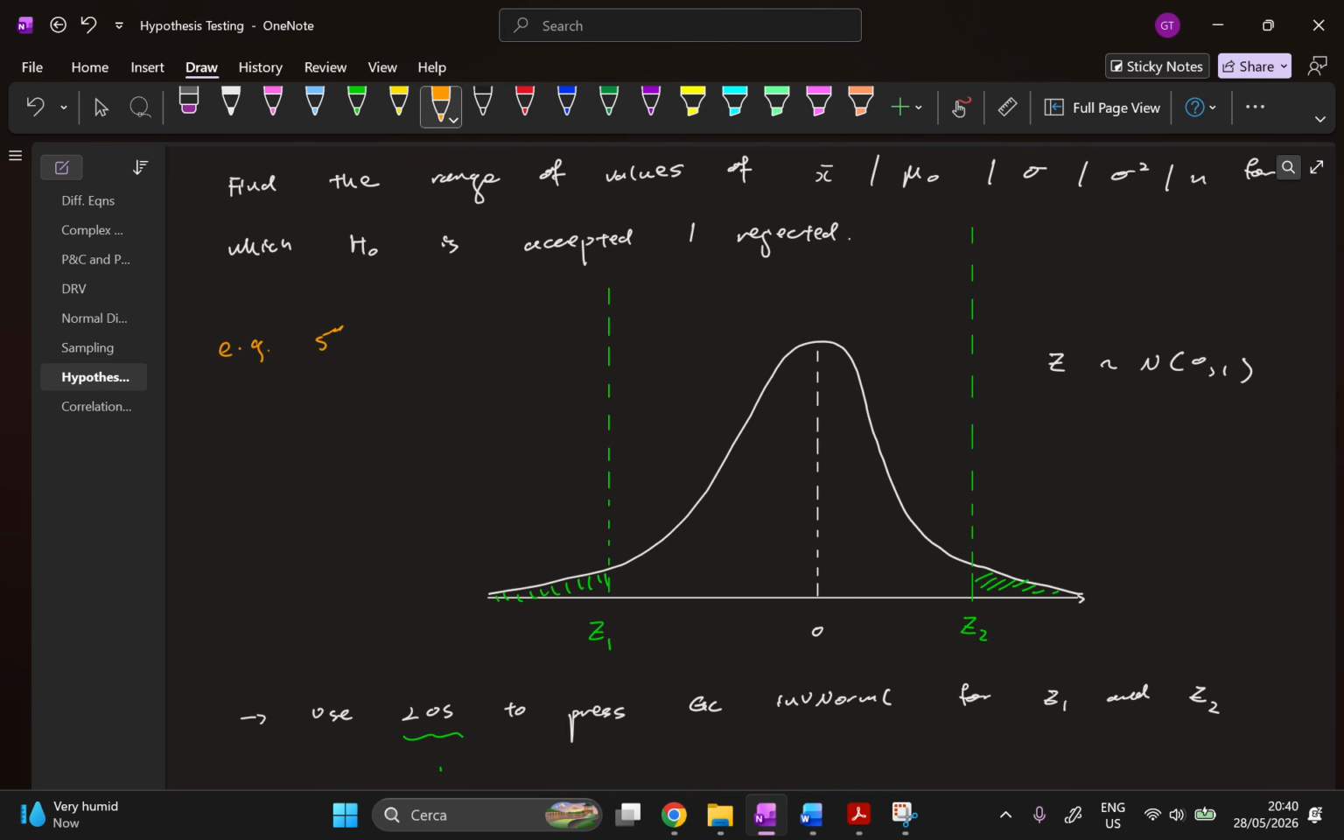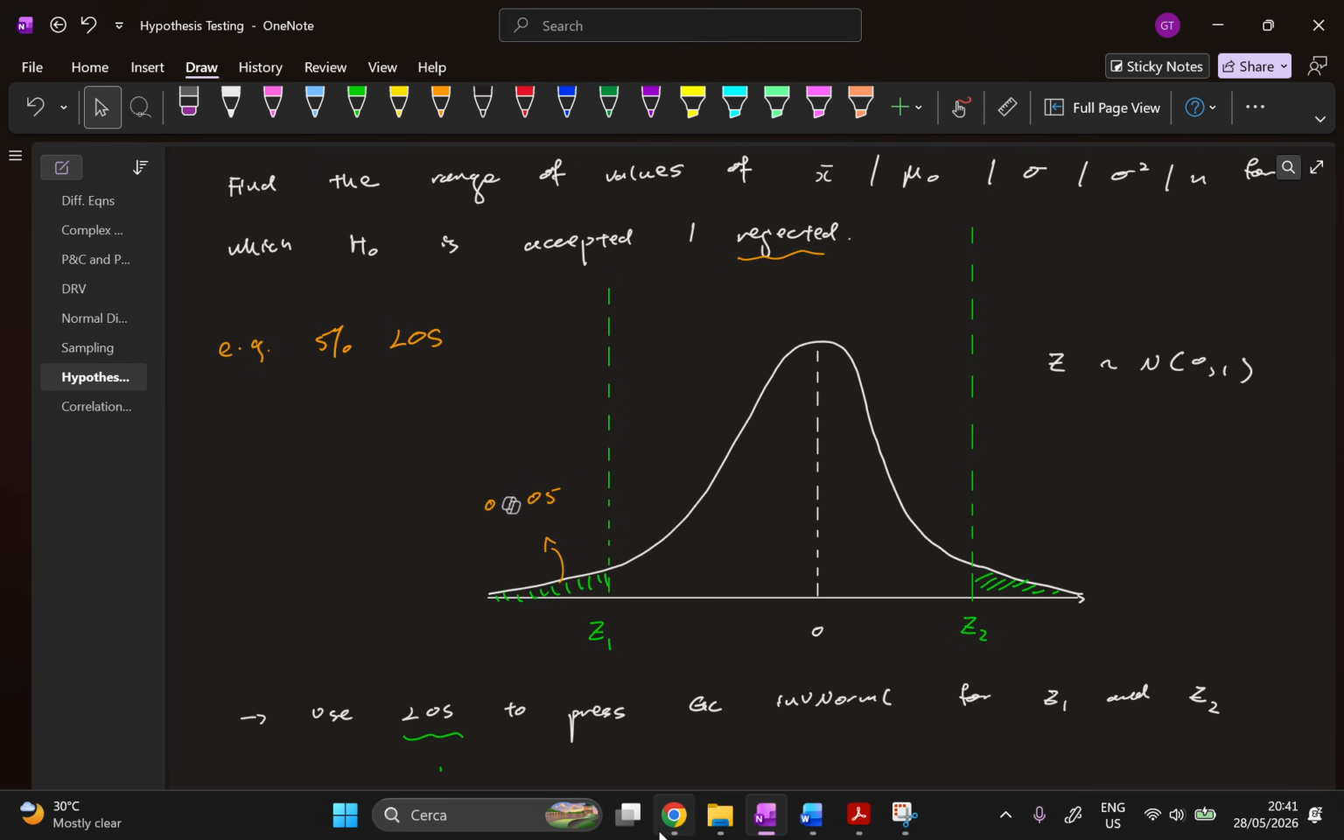So let's say, for example, I have 5% level of significance. In this case, let's say it's a one-tail test, and I know that it's a left-tail test. If it's a left-tail test, it means that this shaded area, the critical region on the left for which it is rejected, is going to be the area of my level of significance, 0.05.